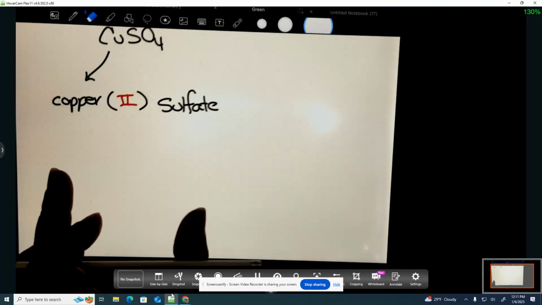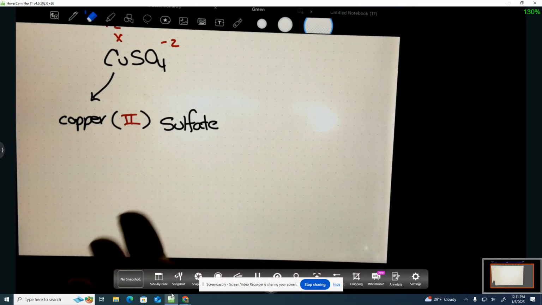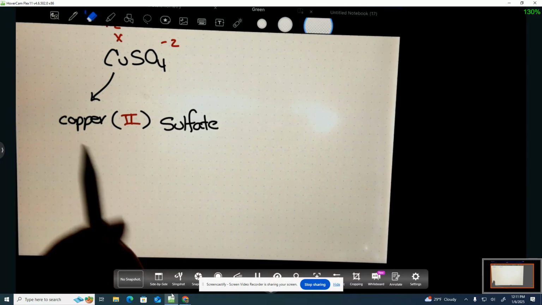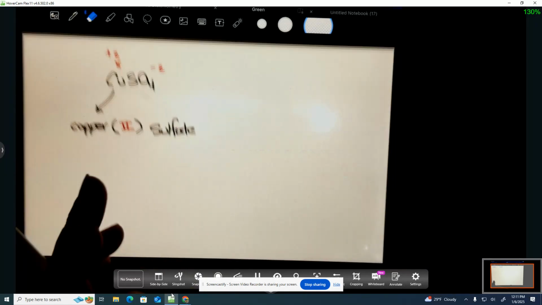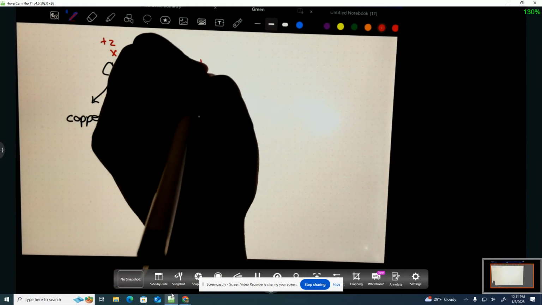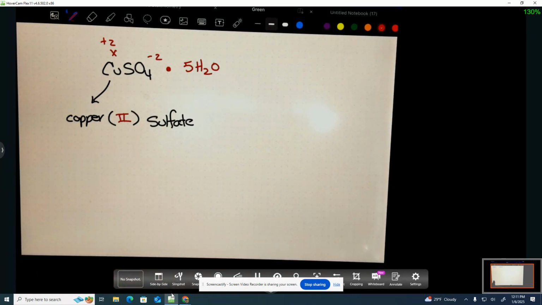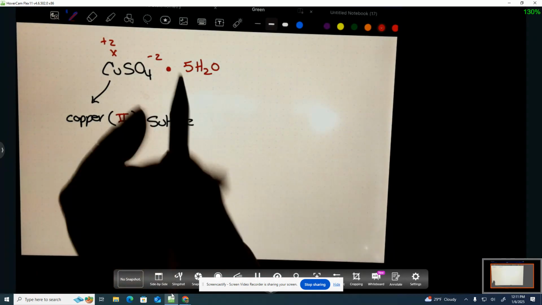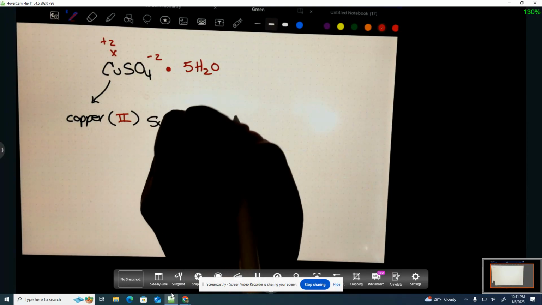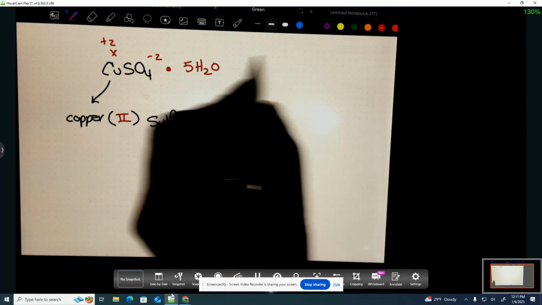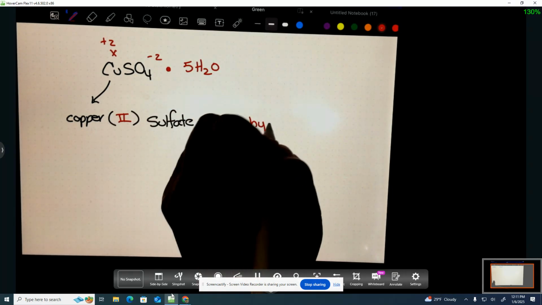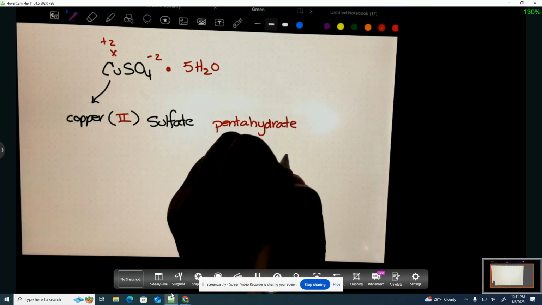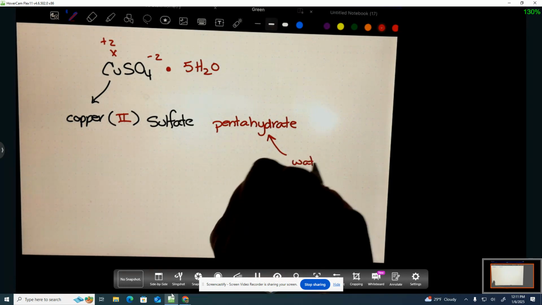Okay. All right, so we've established now how to find out if it's copper 1 or copper 2, and we have established that this is copper 2. Now we're going to put the 5 waters on there. Because there are 5 groups of water, we're going to say pent for 5, hydrate, or pentahydrate I should say, because it sounds better, where the hydrate means water.